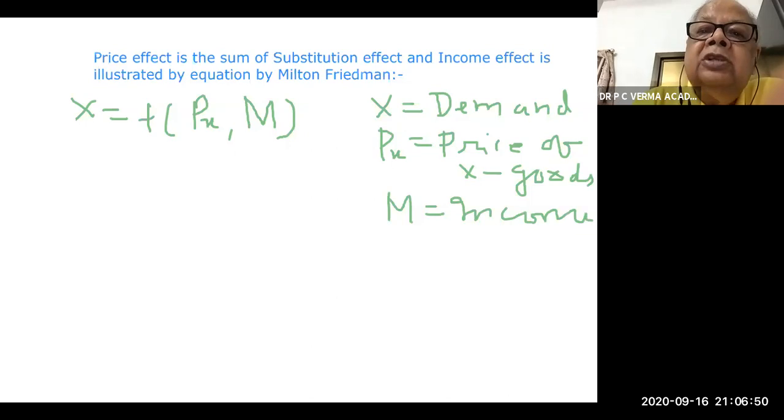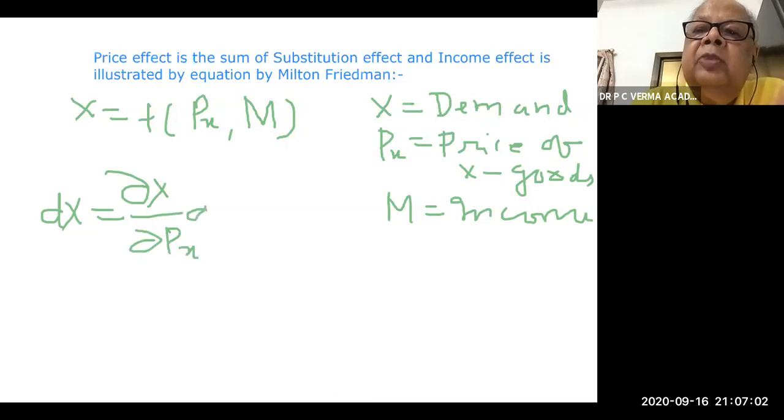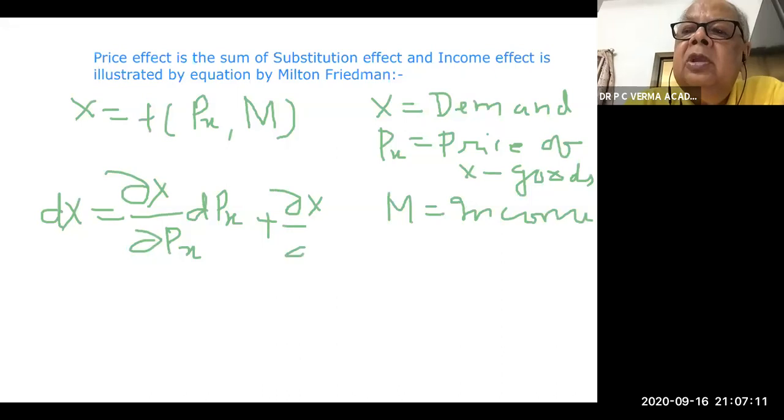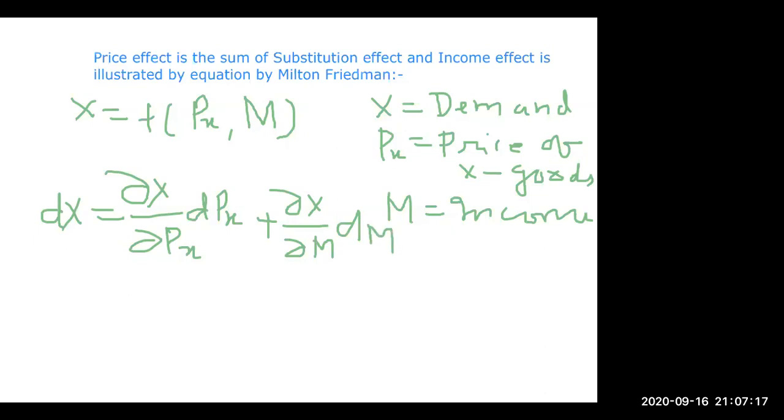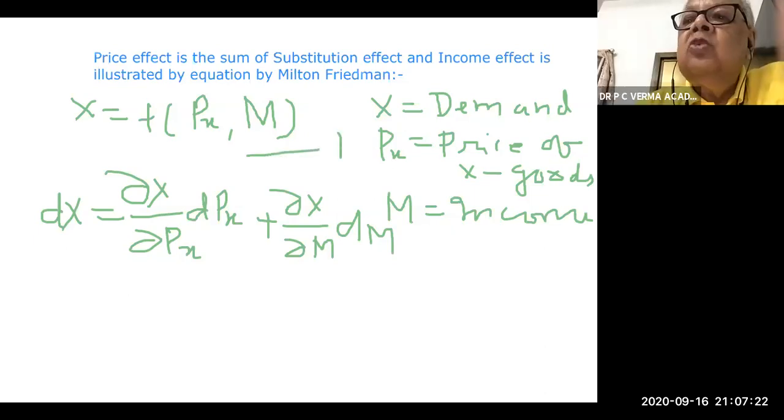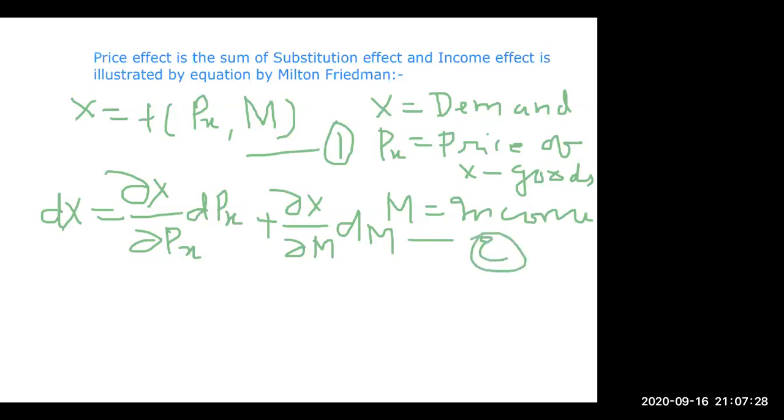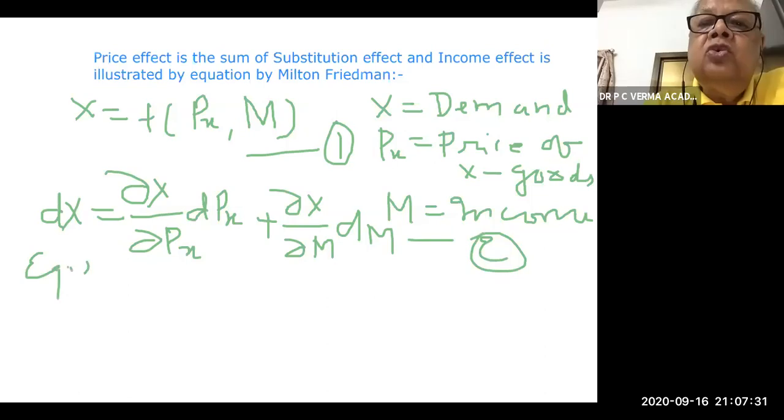So its differential will be dx is equal to del x by del px into dpx plus del x by del m into dm. This is equation 1. This is equation 2.